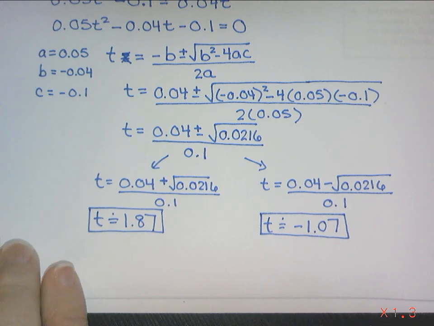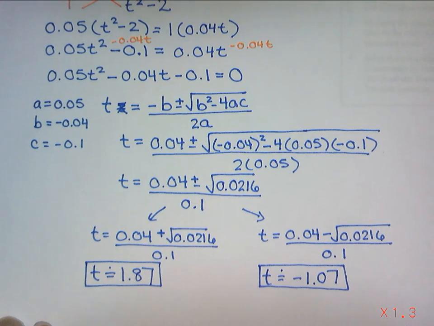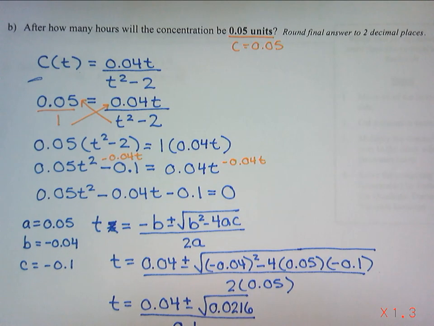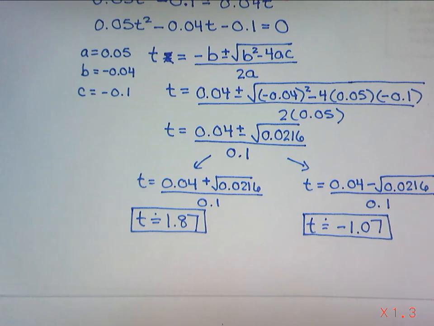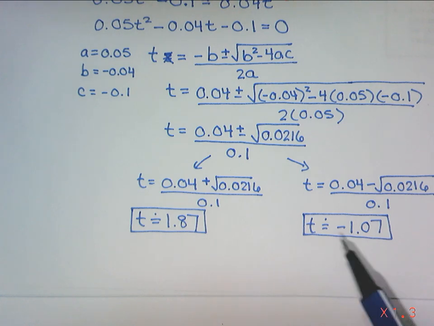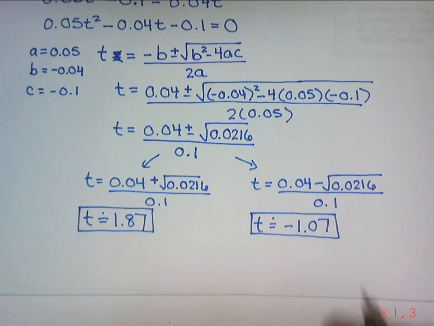So if this was just a question where we were just calculating and solving for t, I would stop there and write a therefore. But this was an application question, so I'm going to go back and read what the question asked. It says, after how many hours will the concentration be 0.05 units? So this would be after 1.87 hours. Does that seem reasonable? Sure. And negative 1.07 hours. Does that seem reasonable? Not so much, right? Negative would mean that was before they even took the medication. So the negative doesn't make sense in terms of time. So you cannot have negative time.